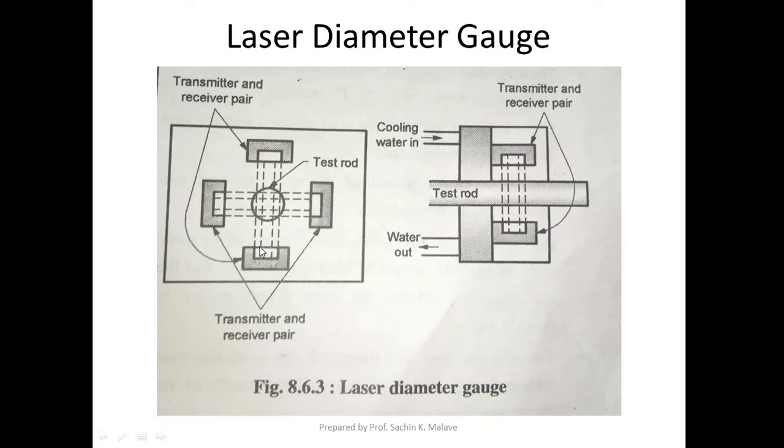The two transmitter-receiver pairs are mounted in a dust and moisture free air chamber through which water is circulated for cooling the sensors. As you can see, this entire assembly is mounted in a dust and moisture free air chamber through which the water is circulated. You can see water is going to enter and water is going to go out, because heat will be produced. Laser is going to produce heat. So this is another application of the laser.